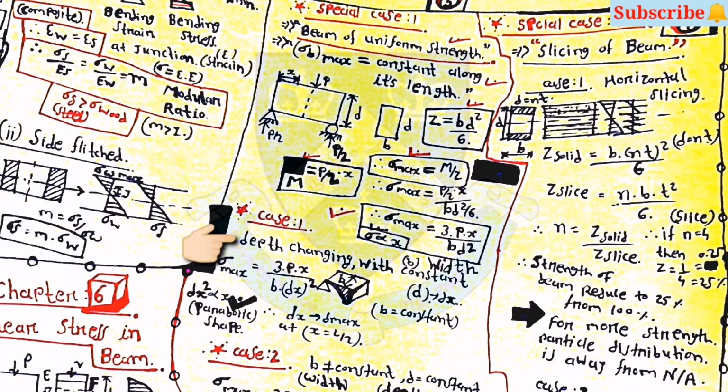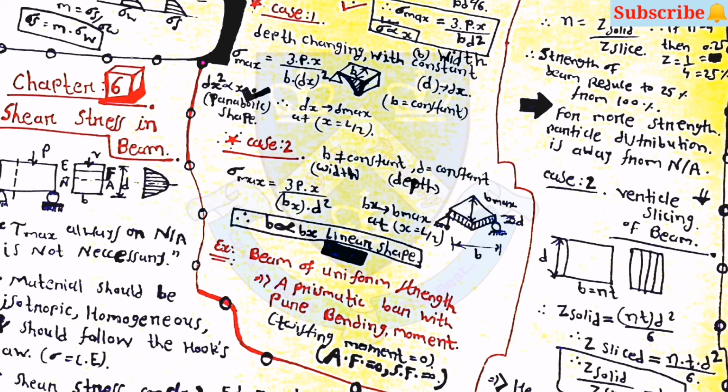In that also there are two cases. The first one is depth changing with constant width, and for this type of case sigma max is equal to 3 into Px by B into dx square. Then for the second type of case, where B is not constant and D is constant, sigma max is equal to 3 into Px by Bx into D square.